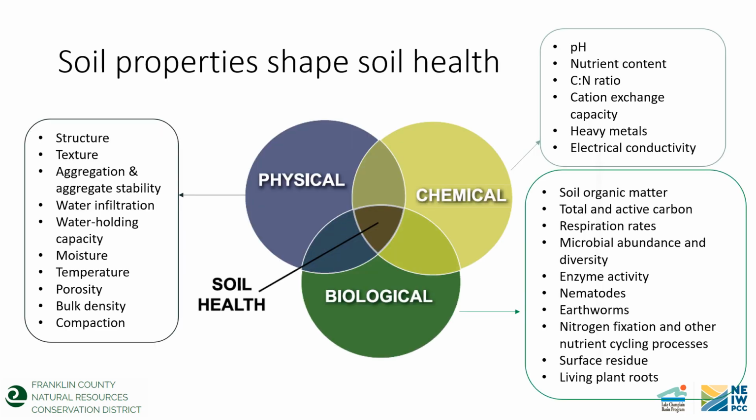In the last lecture, we discussed different processes and factors that shape soil development. All of these processes that act on soil give rise to different soil properties, which can be loosely grouped into physical, chemical, and biological properties. In reality, there's a lot of overlap between these categories. Soil properties, in turn, shape the health of a soil, which is shown in this diagram.